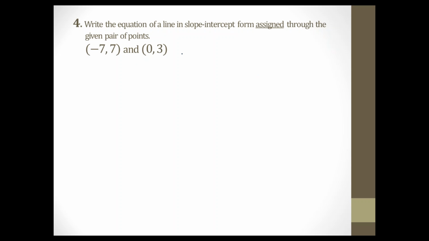And in this case we are asked to write a line in slope-intercept form, so I'm going to write my slope-intercept form here on the side to remind you and myself. So it's y equals mx plus b. That's the slope-intercept form. This is how I want my final answer to be. And I am given 2 points.